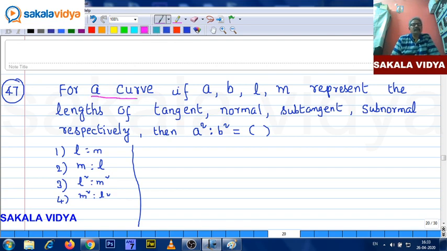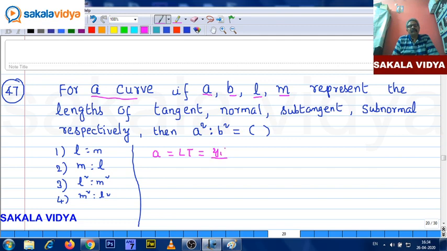For a curve, A is the length of the tangent, B is the length of the normal, L is the length of the subtangent, M is the length of the subnormal. Then we need to find A square is to B square, that means the ratio of the square of the length of the tangent to the square of the length of the normal. First, A is the length of the tangent, and we have the formula.